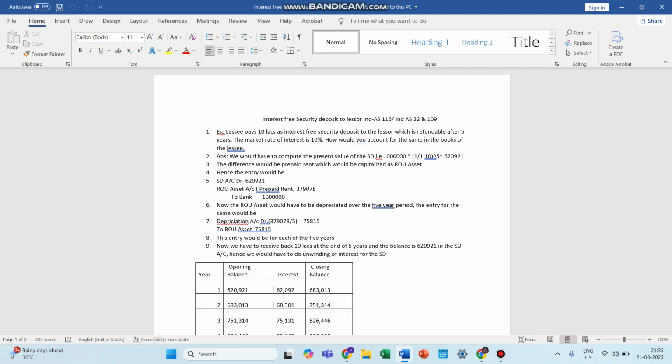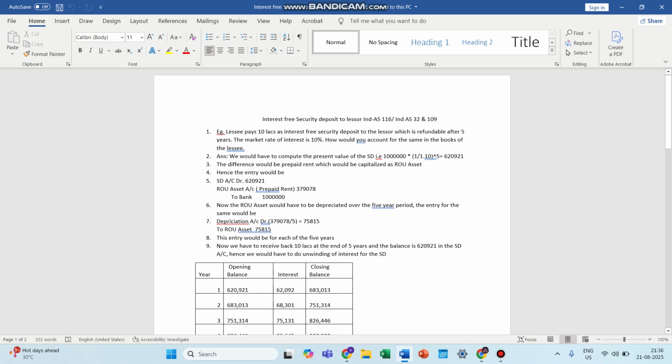So we'll discuss this example in detail today, how the interest-free deposit to lessor would be accounted for as per Ind AS 116 and interplay between Ind AS 32 and 109. So first step is we would have to compute the present value of the interest-free security deposit. How to compute the present value? 10 lakh into 1 divided by 1.10 raised to the power of 5. This is the present value factor. This multiplied by 10 lakhs would give the present value. So the present value comes to 620921.